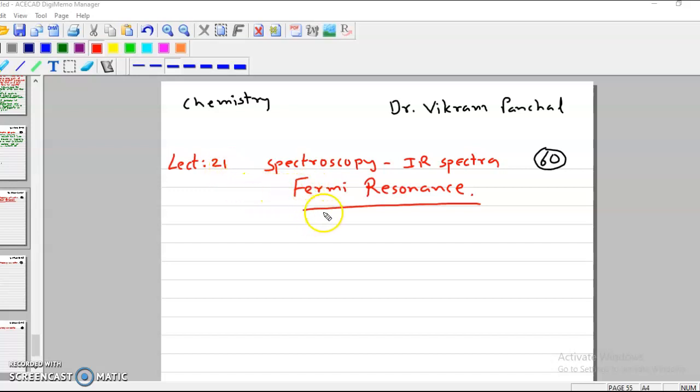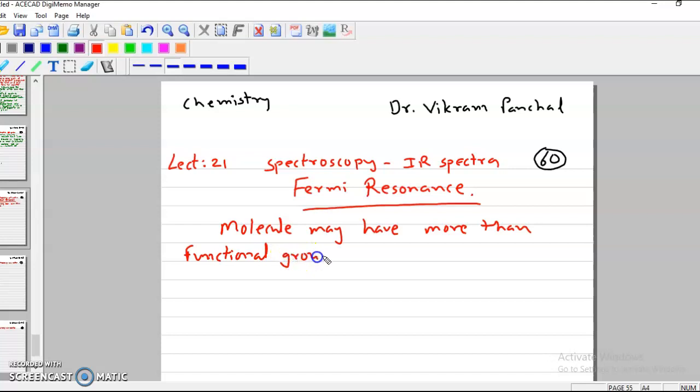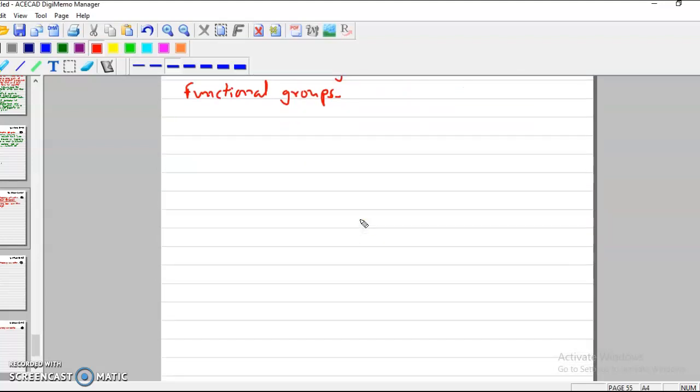In this lecture, I will explain you Fermi resonance. Suppose we take one molecule that may have more than one functional groups. So there are various vibration modes that appear in this IR spectra. For example, we take one vibrational mode like this.